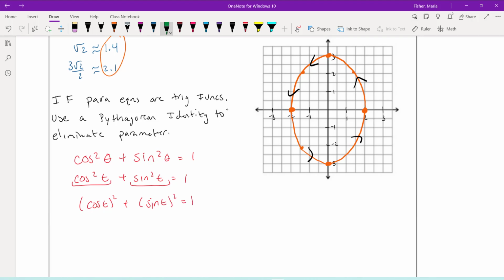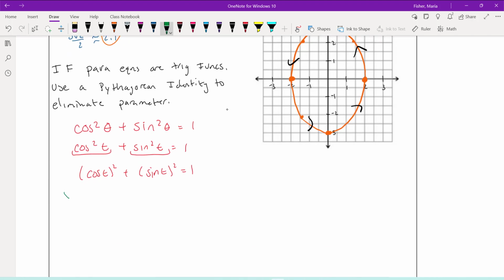Well, now we have enough information to get this out of t's and into x and y. How? Well, I know that x is equal to 2 cosine of t, and that y is equal to 3 sine of t. So if I can just get cosine of t all by itself, I can then replace it in this Pythagorean identity.